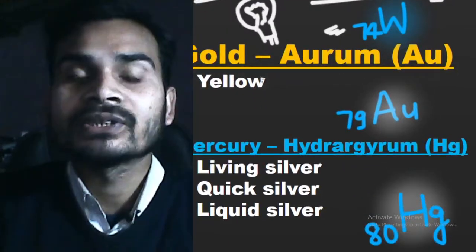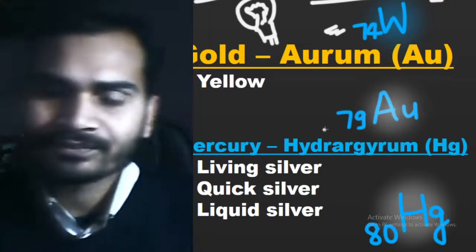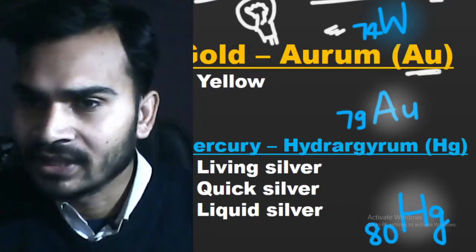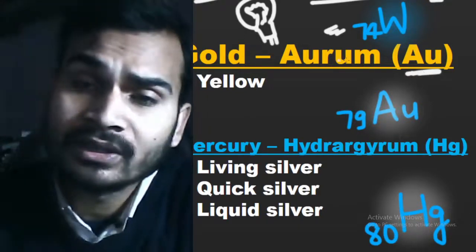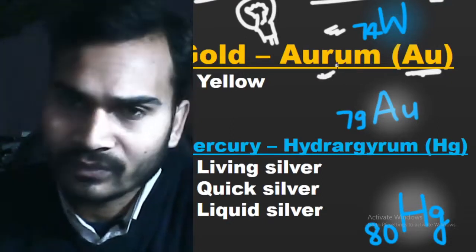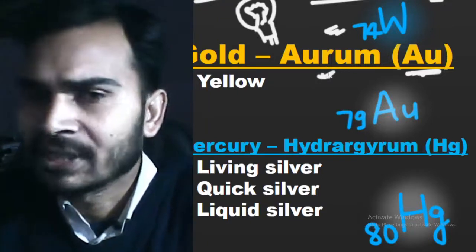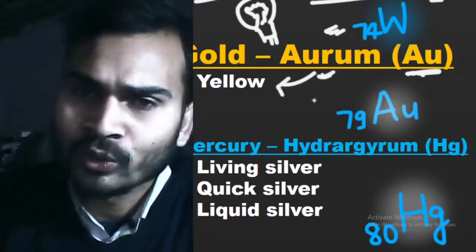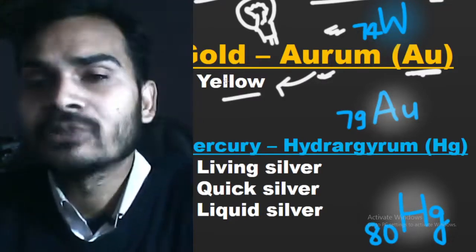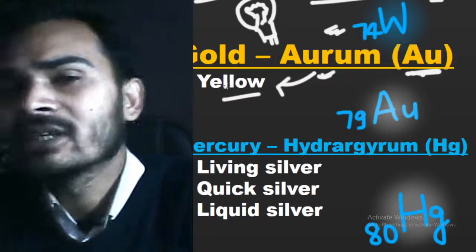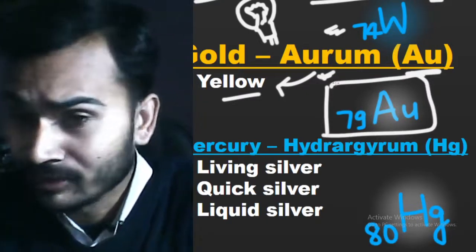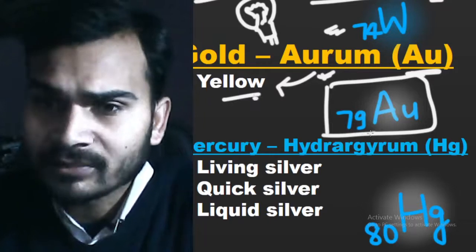The next element we are going to learn is gold. It does not start with G, it starts with AU. AU is the symbol for gold. And why is it given AU? Because aurum is the word by which gold is named, and aurum means yellow appearance. If you notice the color of gold, it is the golden color, which is basically a yellow appearance. Gold has the AU symbol because of the word aurum, and aurum means yellow. Its atomic number is 79.